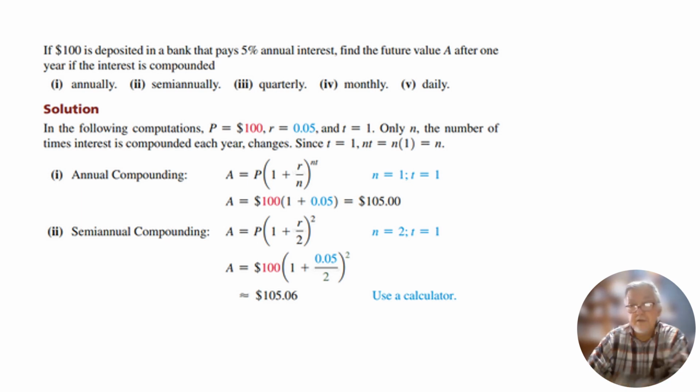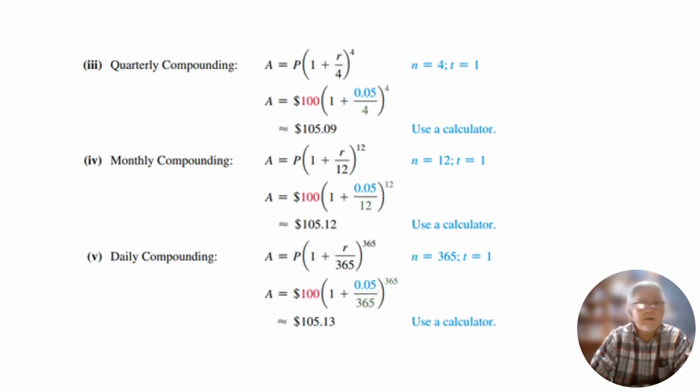Semi-annually means every half a year you get interest, so you don't get all of the 0.05 both times. You get half of it each time, and 2 times 1 is 2. And so you get 6 extra cents. So the idea is when it's compounded more often, you get a little more. If it's compounded quarterly, 4 times a year, you end up with 9 extra cents. However, you may be seeing that there is a slowing down. The jump is not that great. If you go from monthly to daily, you're only going to get an extra penny.